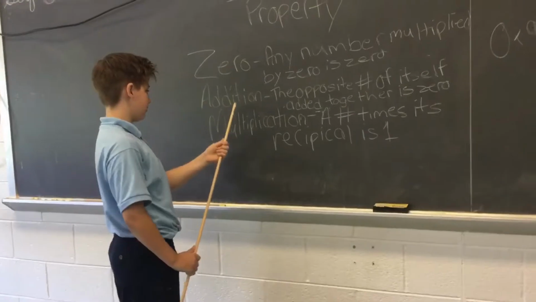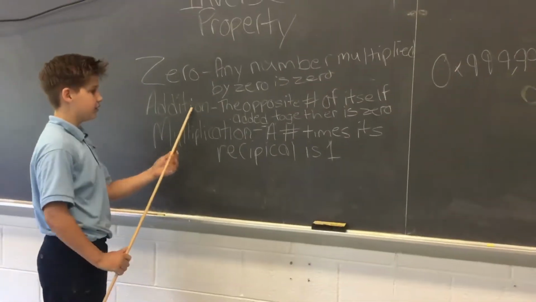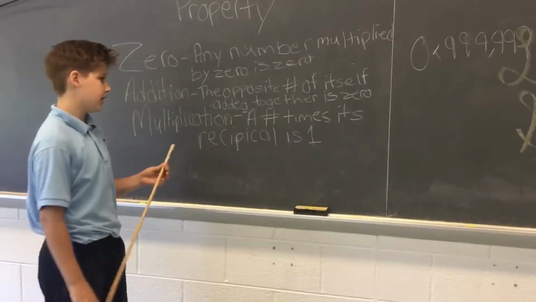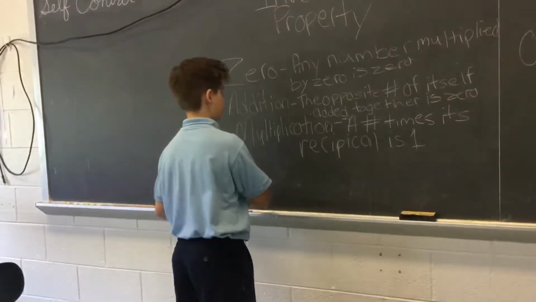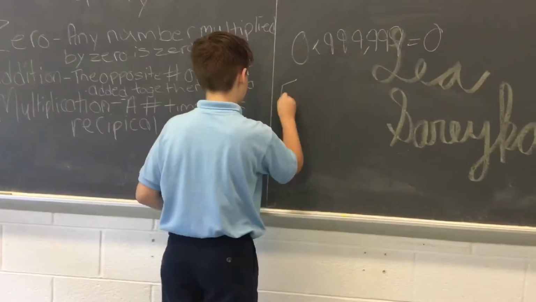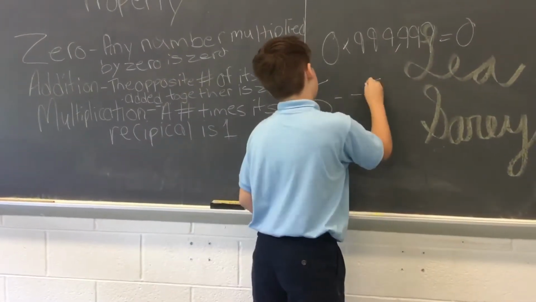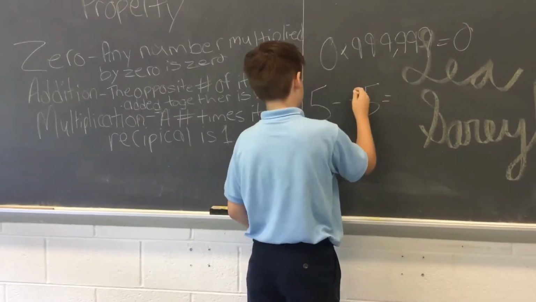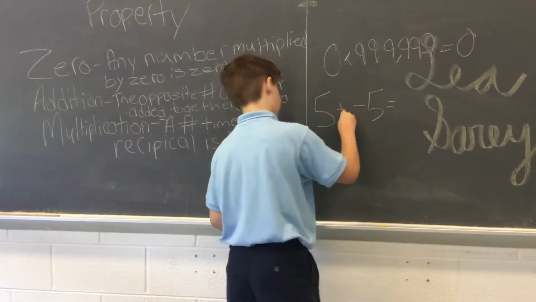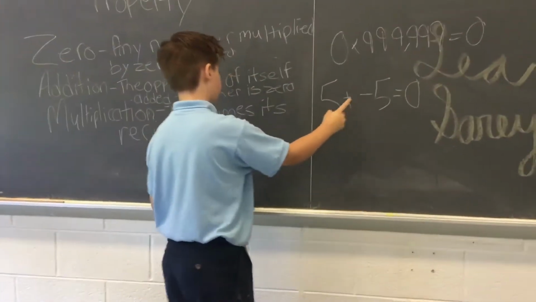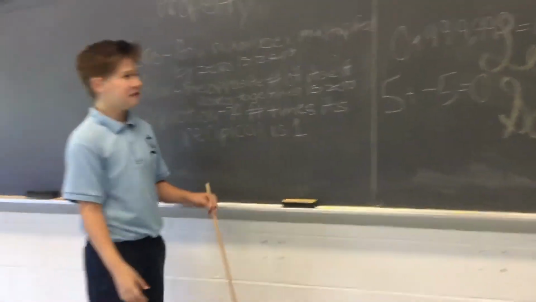The inverse property of addition is the opposite number of itself added together is 0. So basically, if you have the number 5, the opposite of 5 would be negative 5. So negative 5 plus 5 is 0, because negative 5 plus 5 is 0.